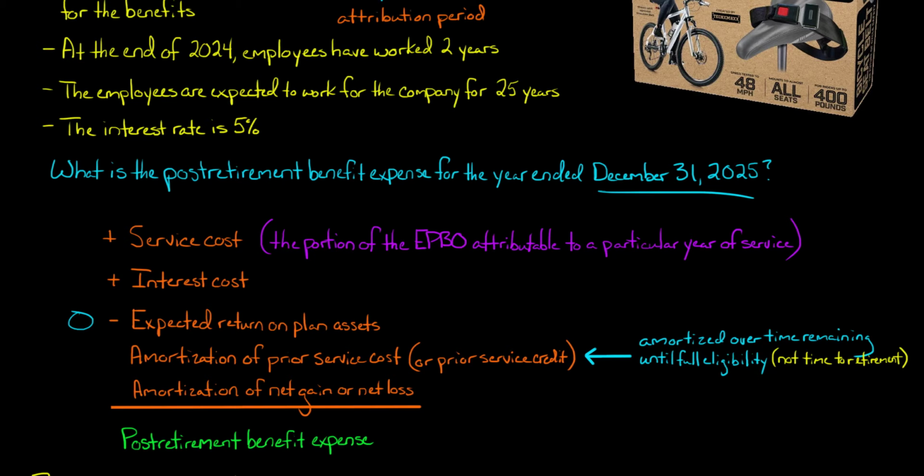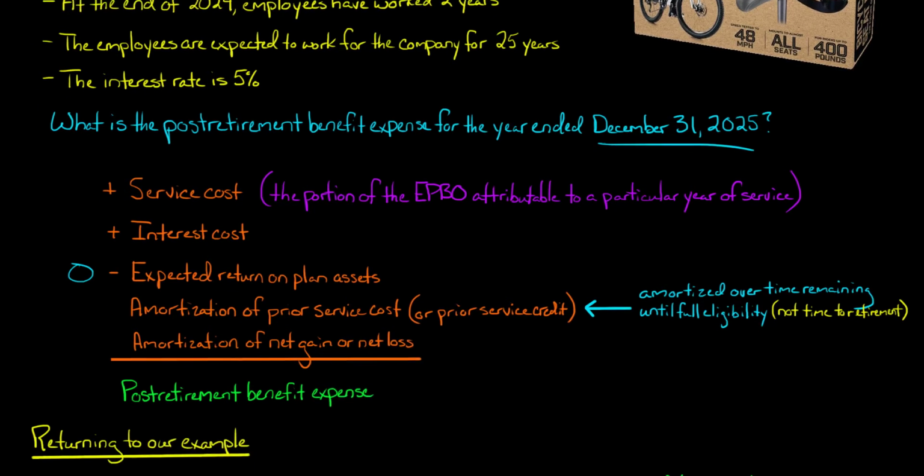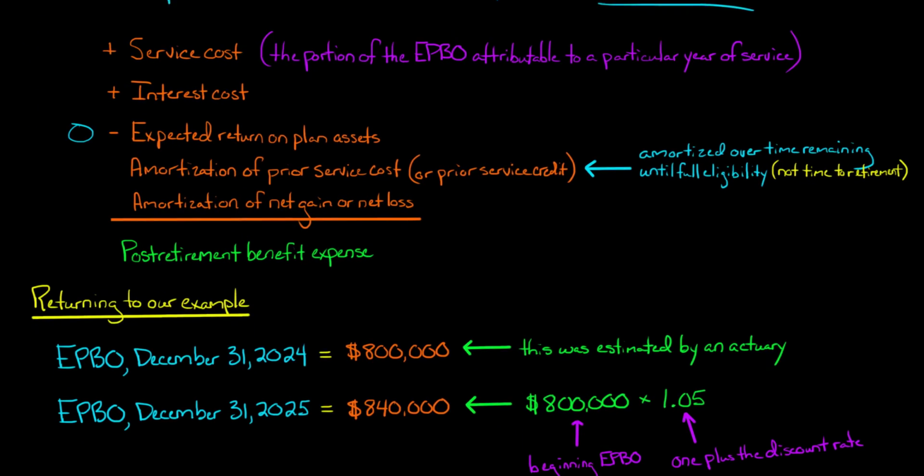We don't have any prior service costs in this example, so it's not going to be an issue here. But if you look at, for example, in the given information, the employees are expected to work for the company 25 years. If we did have some prior service costs to amortize, we would not pay attention to that. It doesn't matter for a healthcare plan. We care about how many years are left until the employees would be fully eligible, and that's the time horizon over which we would amortize any prior service costs. But we don't have prior service costs in this example, so let's move on. Let's get back to our example.